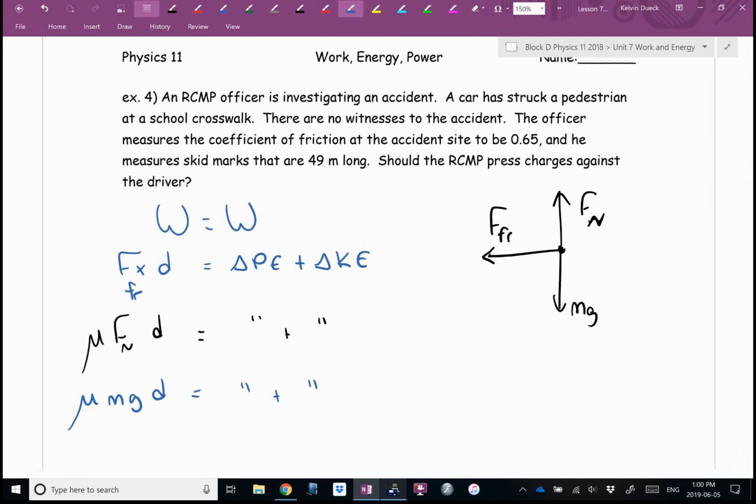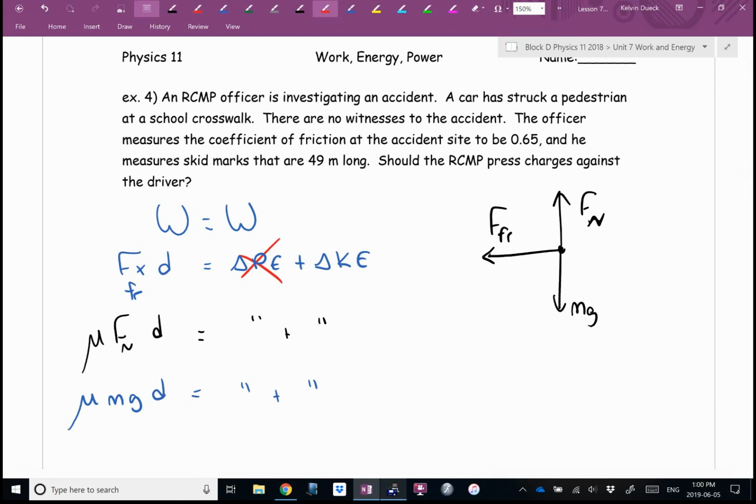I wonder if it will cancel. Maybe there will have an M in everything. Maybe I don't actually need the mass of the car, because that would sure be handy, especially if it was a hit and run and I don't know what the car is. Let's find out. So the left-hand side, I've got mu mgd. On the right-hand side, you know what? Because I don't see a hill here. By the way, if there was a hill here, I could factor it in. It would just add a level of complexity.